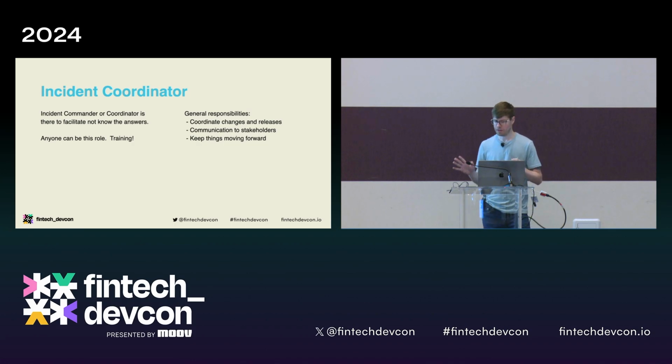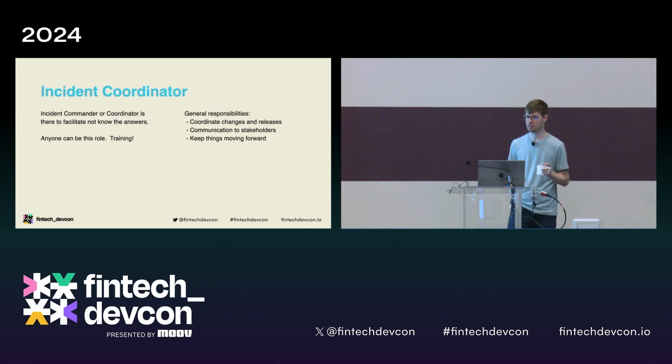So I mentioned incident coordinator or commander a couple of times, but really, they're there to facilitate. They're air traffic control for your incidents. And their responsibilities are just coordinating changes and releases. If infra and engineering want to change things at the same time, don't let them. That's a terrible choice. One at a time. See what happens. Use science.